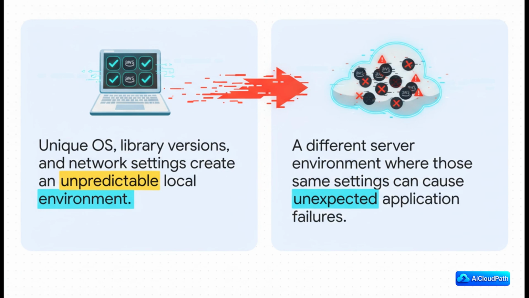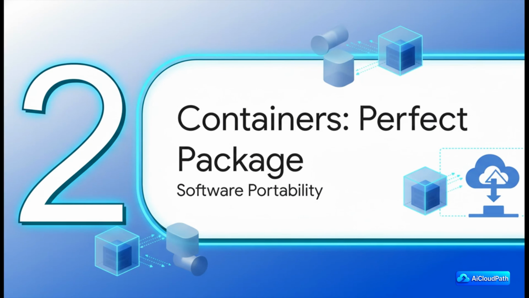So, what's really going on here? Why does this happen all the time? Well, the thing is, the setup on a developer's laptop is basically never a perfect match for the production server. You've got slightly different operating systems, maybe a different version of a key library, unique network settings, and it's all these tiny little differences that can make an app that was running flawlessly on your machine just completely fall apart when it goes live.